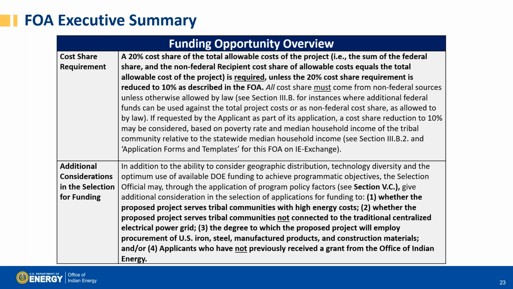The total cost of the project is the sum of the federal share and the non-federal recipient cost share of allowable costs equals the total allowable cost of the project. For instance, if a proposed project is estimated to cost a total of $500,000, the required cost share would be $100,000 or 20% of the total project cost. That's $500,000. And therefore, the requested DOE amount would be $400,000. If the cost share is reduced to 10% of the total requested DOE funds, that would equate to $450,000, and the cost share would be $50,000 in this example that I just provided.